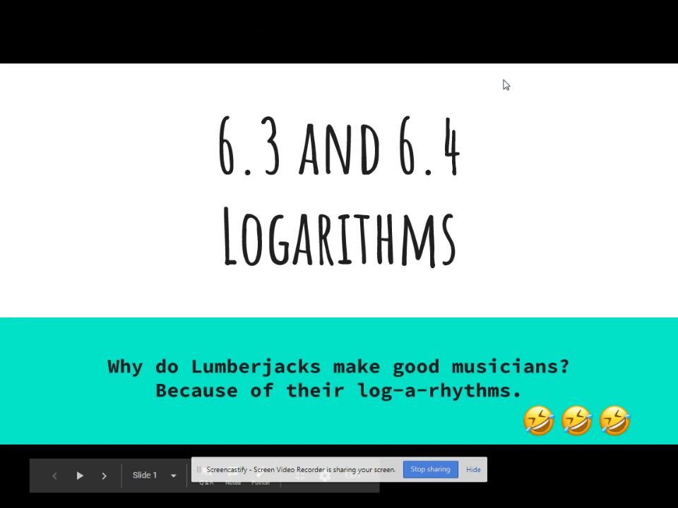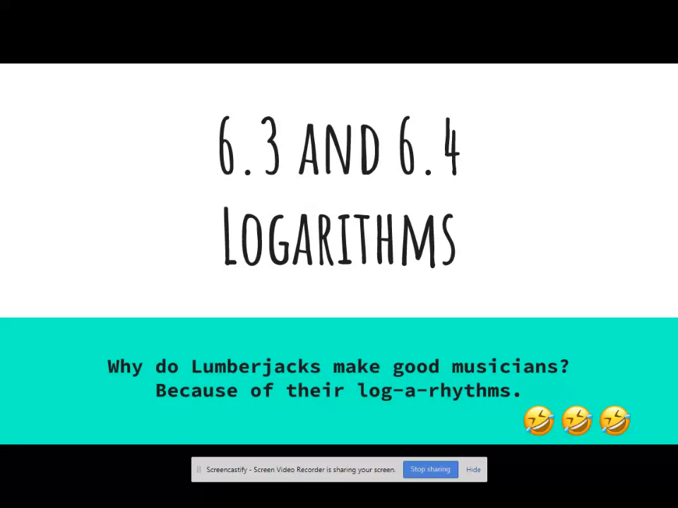Moving on to exponential functions and logarithms. I got a kick out of this joke, but logarithms are really a different way of writing an exponential function. Sort of. I'll show you. It fills a whole bunch of different holes in what we're doing. It allows us to solve a lot of different problems.